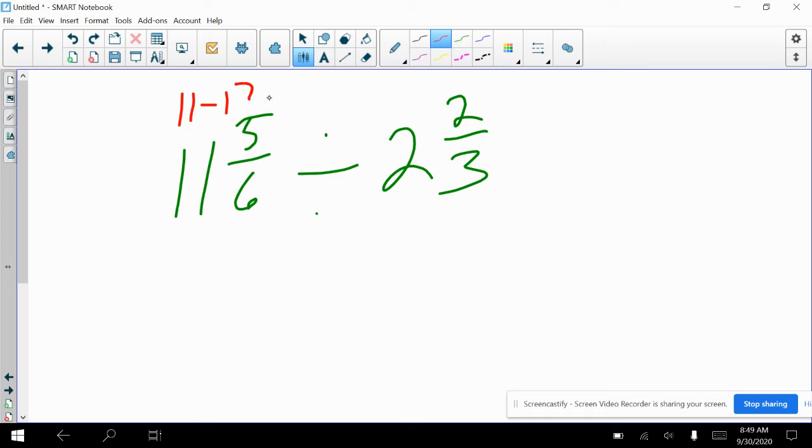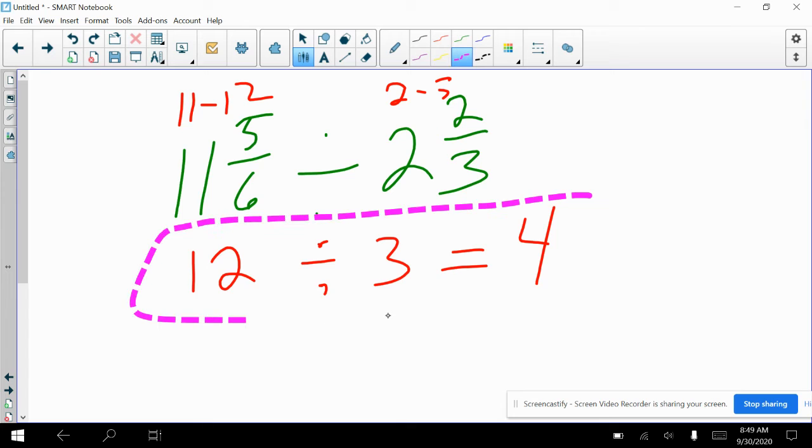Closer to 11 or 12 here. 12 divided by closer to 2 or 3. 3, 12 divided by 3. Again, I know these are easy. They're meant to be easy. Okay, but if you understand the concept of what we're doing, it doesn't matter what kind of numbers we give you, you should be able to do them.